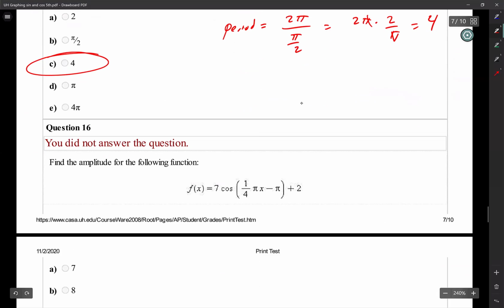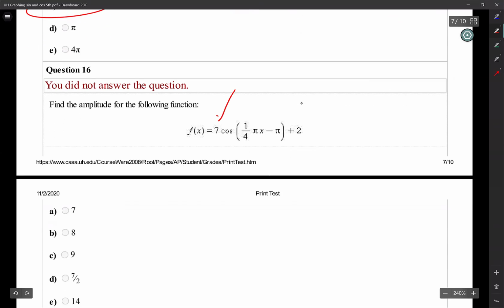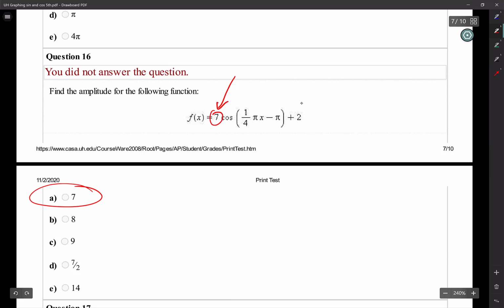All right, let's keep going. It says find the amplitude. Again, they're insulting your intelligence. The amplitude's always going to be right in front of that cosine there. I have a number there in the front, so that's it, just that number.